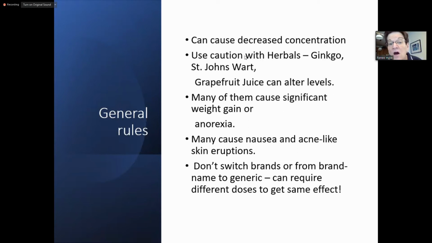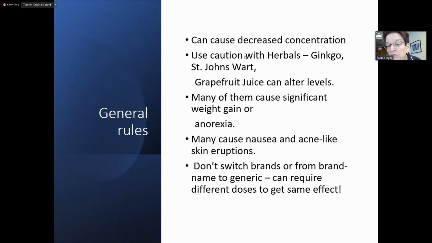Some of them can cause either severe weight gain or anorexia. People are more likely to take them if they cause the anorexia than the weight gain, especially women. Some can cause nausea and acne-like skin eruptions. This is one of the cautions that you need to let patients know about.